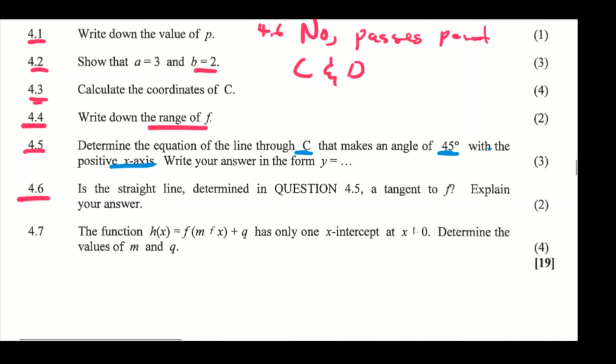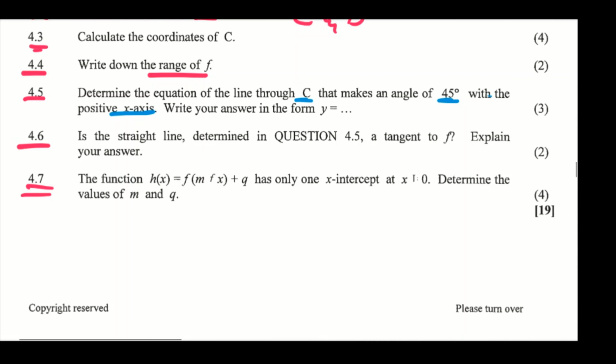And then 4.7, which says that the function h of x is equal to f of x, it's supposed to be f of m minus x, right? And plus q has only one x-intercept at x equals 0. So here it's f of m minus x plus q. Determine the values of m and q.